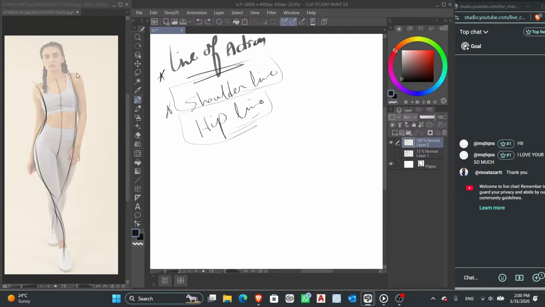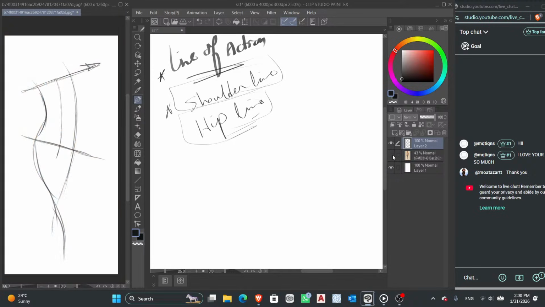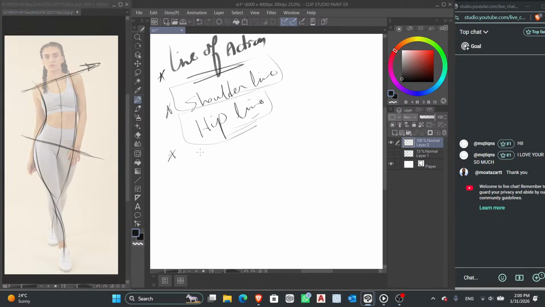So I have the shoulder line going this way, and I have the hip line going the other way. That's how I determine the flow of this shape, as you see right here. So what is next? The next thing is the stretch and the pinch.